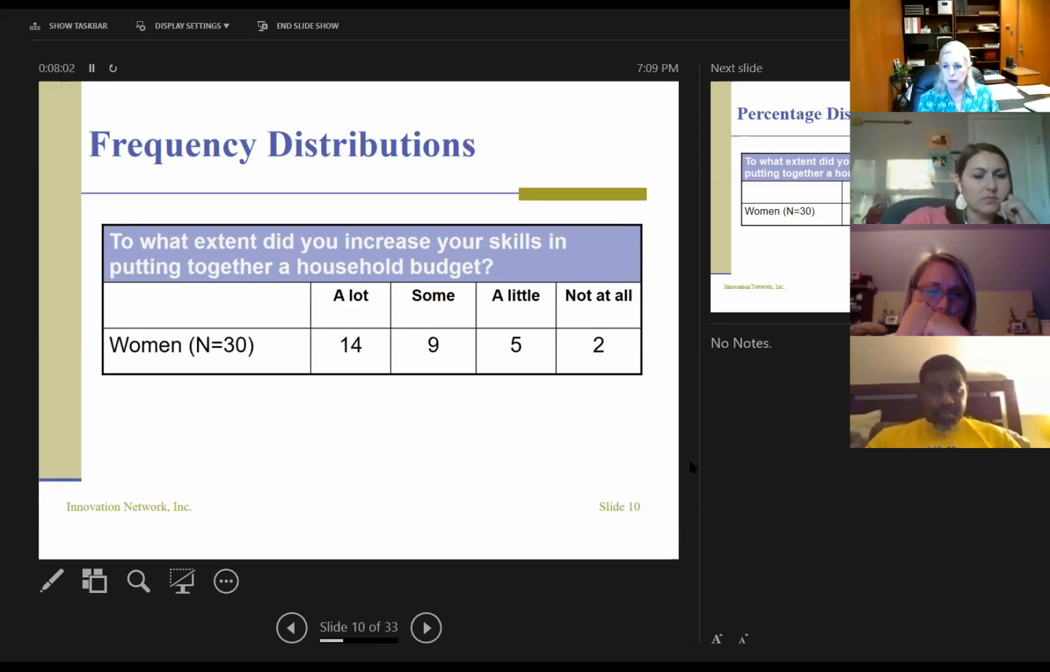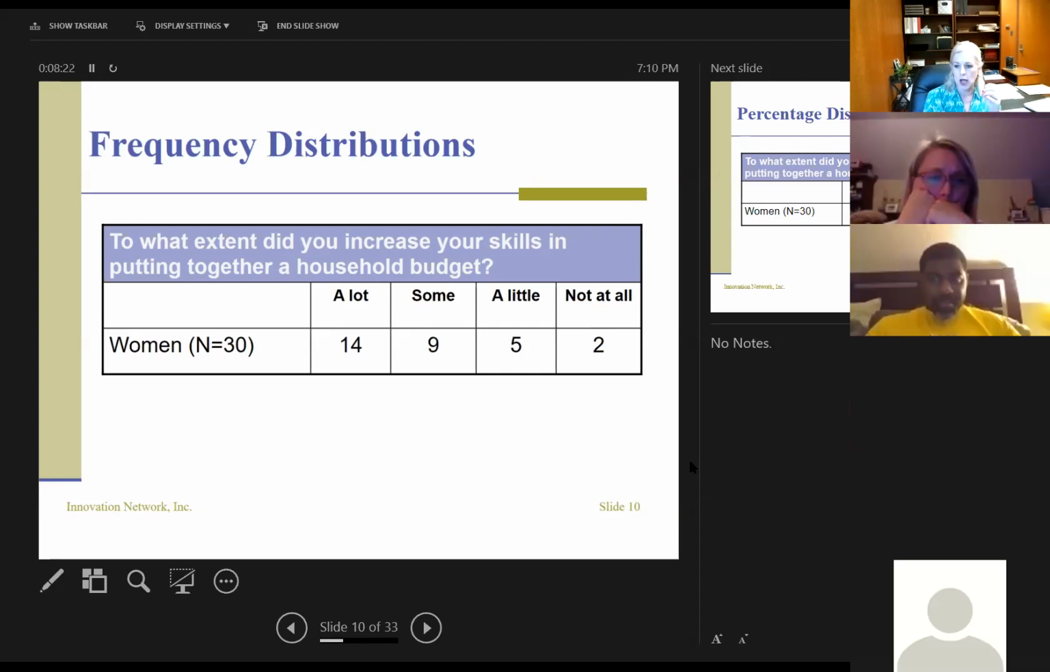Well, it's just how frequently, or how many people in this instance, responded based on an indicator. So to this question, the frequency distribution is between 2 and 14. We had 2 people who said not at all, 5 people that said a little, 9 people that said some, and 14 people that said a lot.